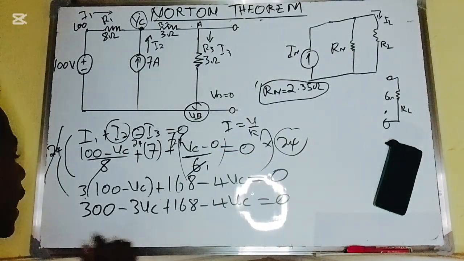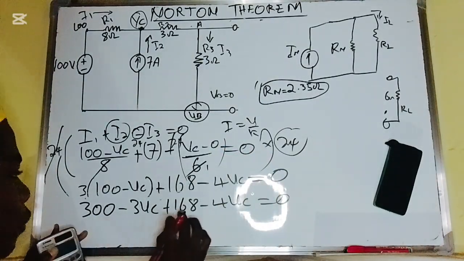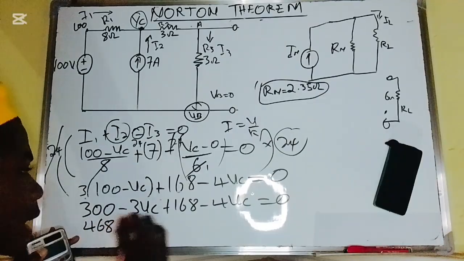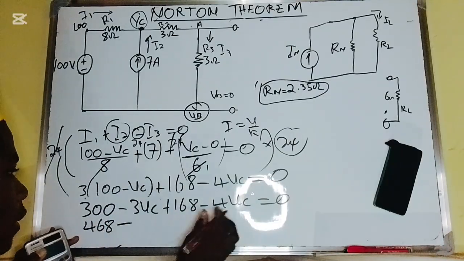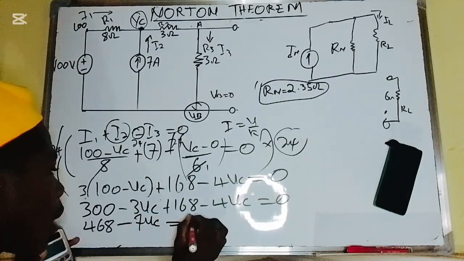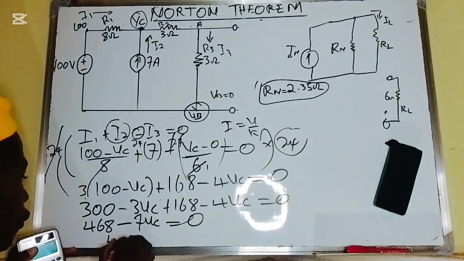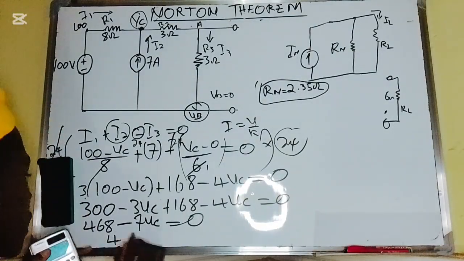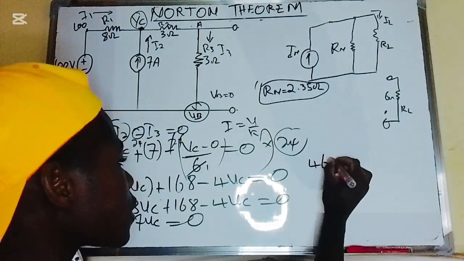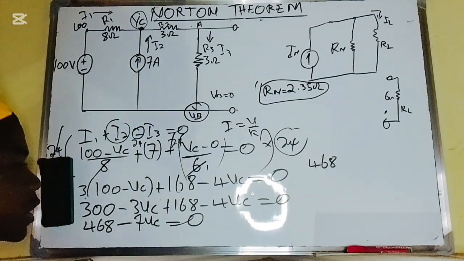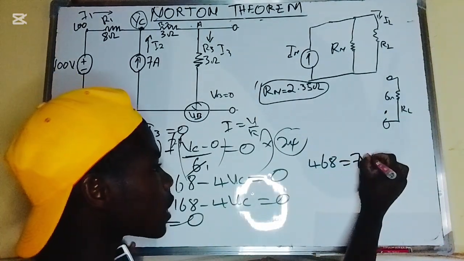So therefore I have to collect like terms. If I collect like terms, 300 plus 168 gives me 468. This and this, minus 4 minus 3, will give me minus 7VC, which should now be equal to 0. So therefore 468, and when the negative 7VC crosses the equal sign, it shall now be equal to 7VC.